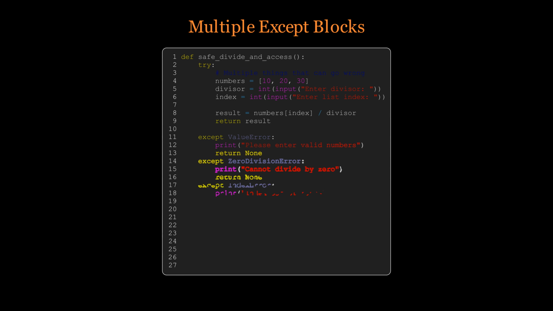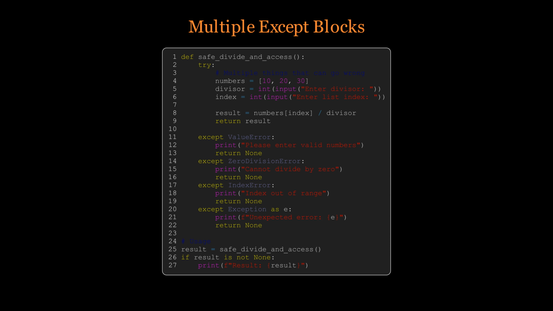This example shows multiple except blocks handling different error types. ValueError catches invalid input conversions. ZeroDivisionError handles division by zero. IndexError catches invalid list access. The final exception block catches any unexpected errors. Each provides a specific, helpful message for that error type.